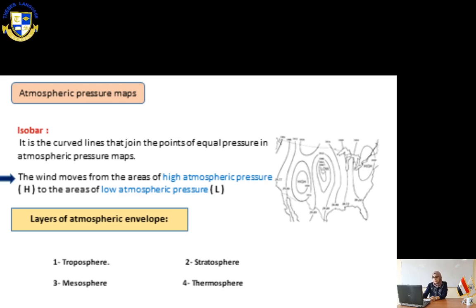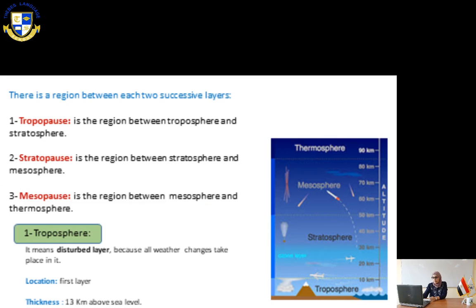We here have 4 layers. What are the layers of the atmospheric envelope? First, troposphere, stratosphere, mesosphere, and thermosphere. Troposphere, slide number 5. There are some regions between the layers. Tropopause. What is a tropopause? It is found between the troposphere and the stratosphere. Stratopause is found between stratosphere and mesosphere. Mesopause is found between mesosphere and thermosphere.